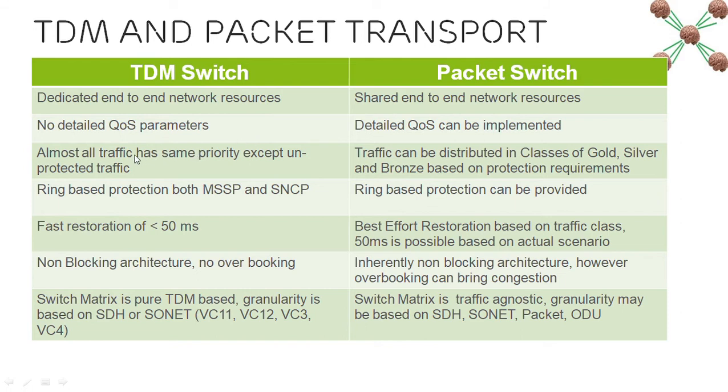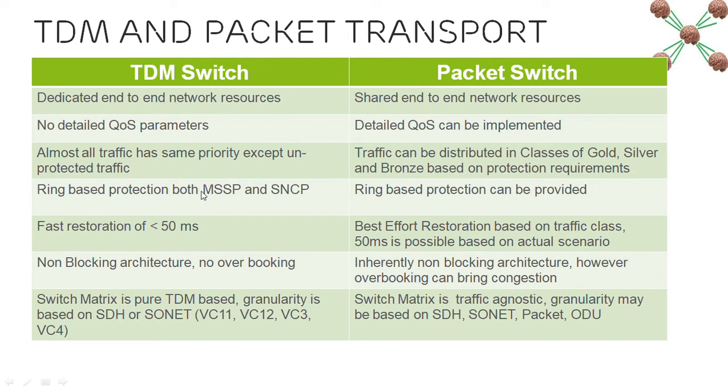So in TDM, all the traffic has almost the same priority, except if you are using some unprotected traffic. Unprotected traffic will never be protected. But in packet, almost all services have to have some quality of service associated. So if you have a gold service, it has a very high priority, but if you have a bronze service, then it will have almost no priority. So it will be dropped in case of any congestion.